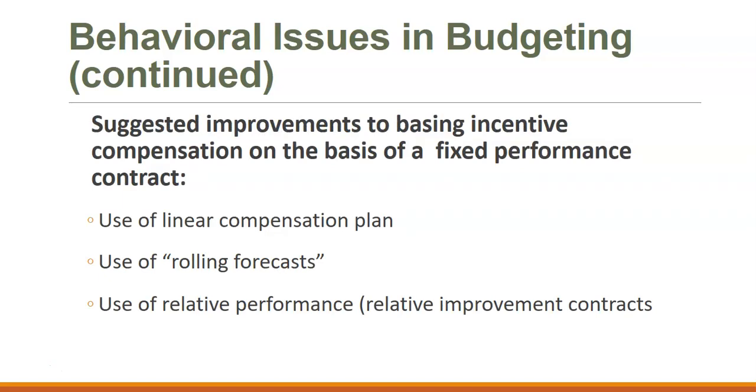And last, we can improve that incentive compensation by using relative performance, by involving financial and non-financial measurement systems, using rolling forecast budgets, and using a linear compensation plan where our entire compensation isn't based just on hitting budget targets.